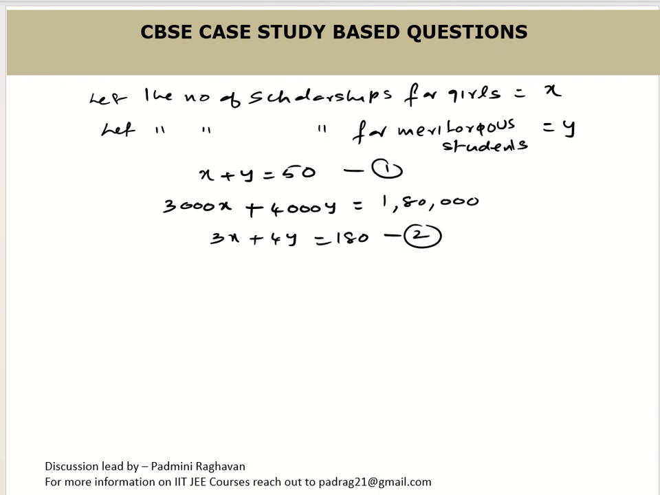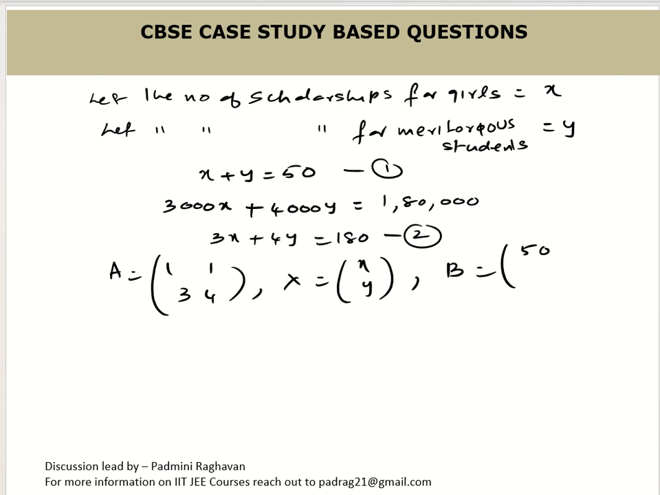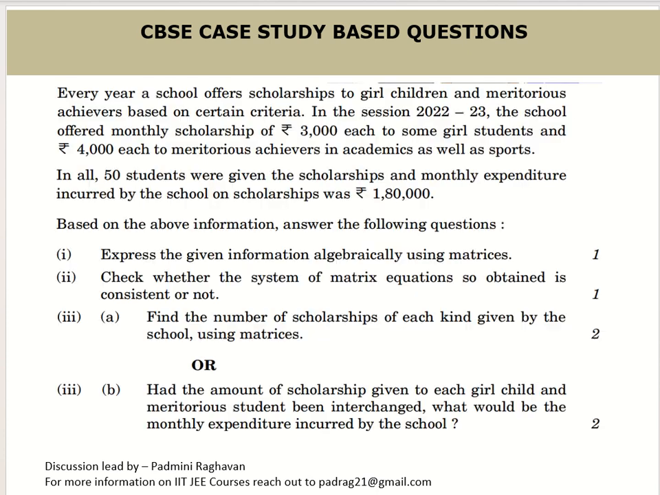We are going to let A be the coefficient matrix [1, 1; 3, 4], let X be the column matrix [x; y], and let B be [50; 180]. So the equations can be expressed as AX is equal to B. This is the answer to the first question, where they have asked you to express the given information algebraically using matrices. That carries 1 mark.